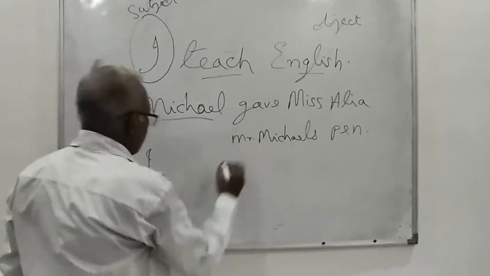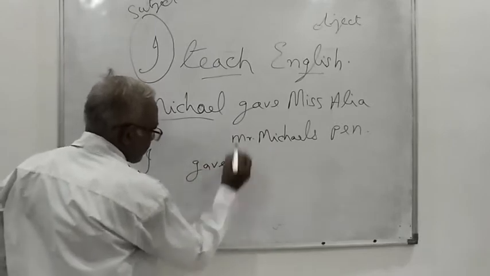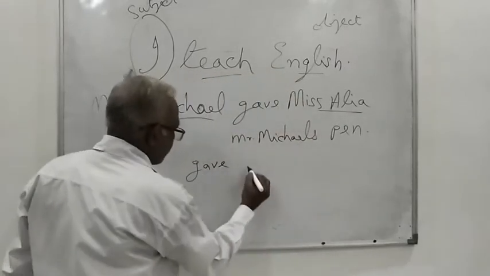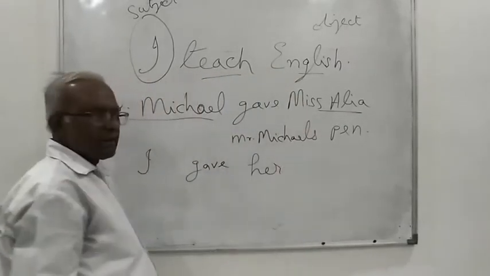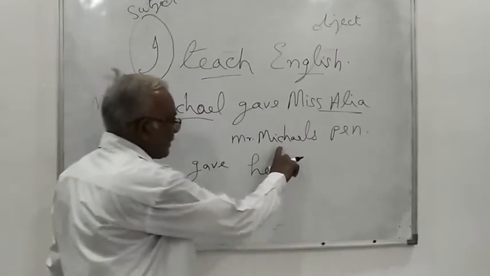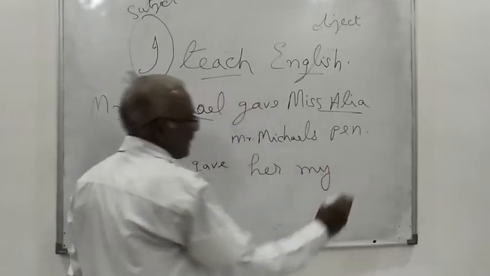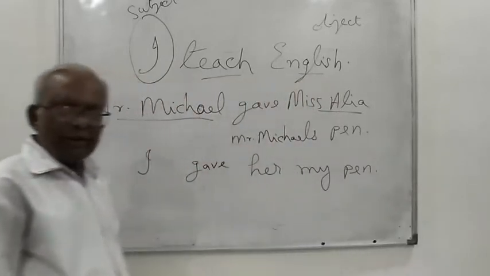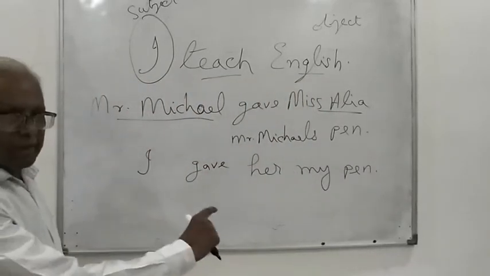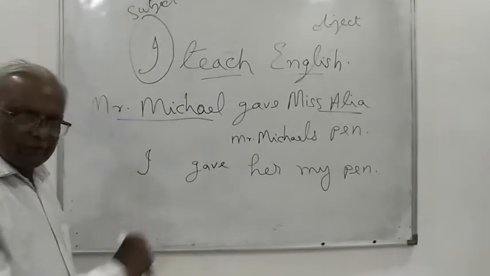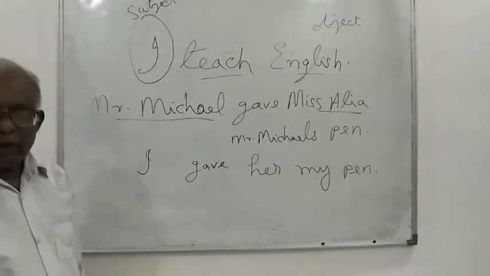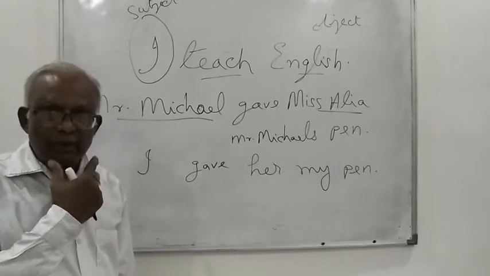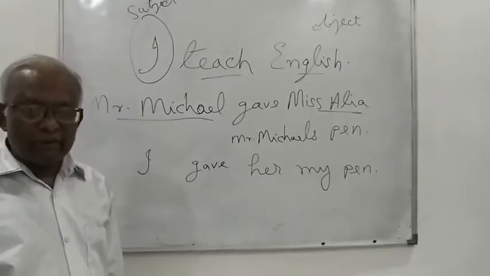Write the verb gave. And this word, Miss Alia, change it to her. Again, here my name, make it into my, and then pen. Now read that sentence. I gave her my pen. Now it is fluent and pleasant to hear. What have we actually done to the sentence? We haven't changed its meaning, but we have changed certain words to make it pleasant.